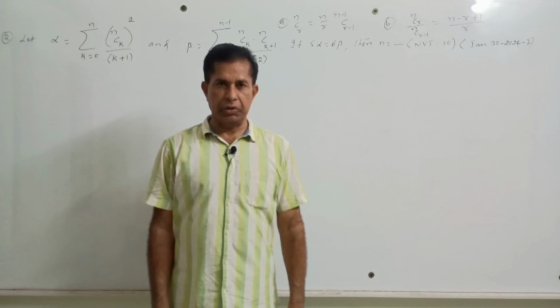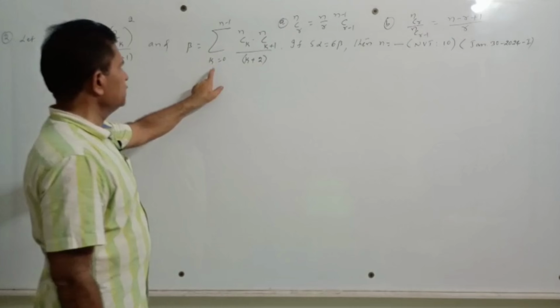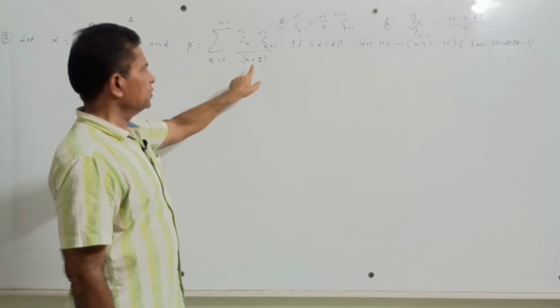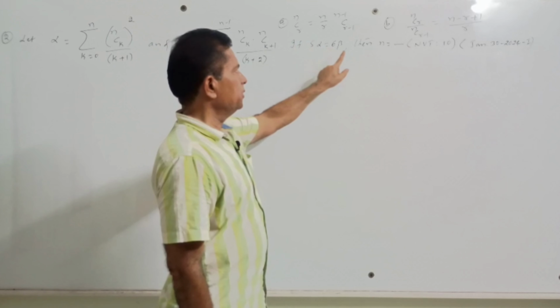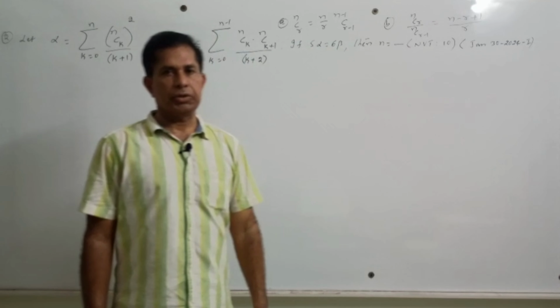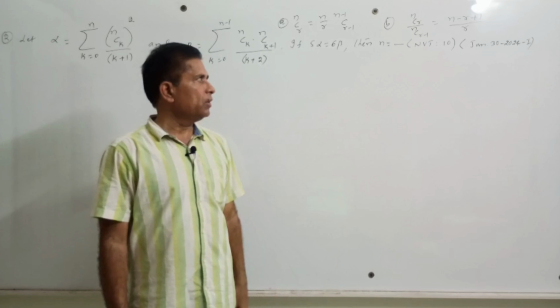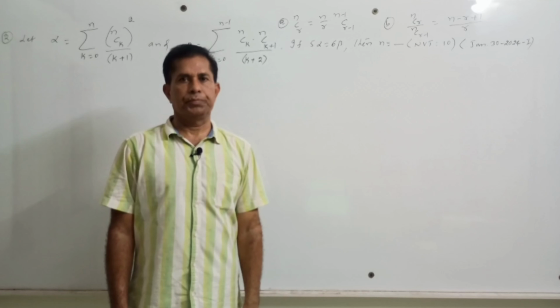See one more PYQ. Let alpha be equal to sigma k = 0 to n of (nCk)² by (k+1), and beta be equal to sigma k = 0 to n−1 of nCk · nC(k+1) by (k+2). If 5 alpha is equal to 6 beta, then n is equal to dash. Numerical value type, answer is 10. Problem was given on January 30, 2024, shift 1.